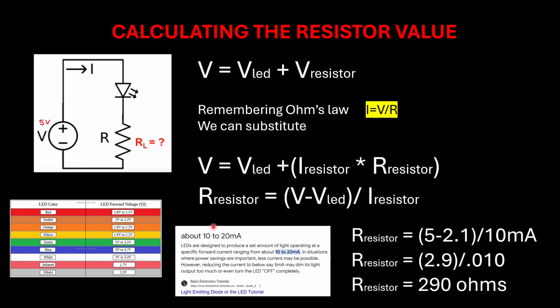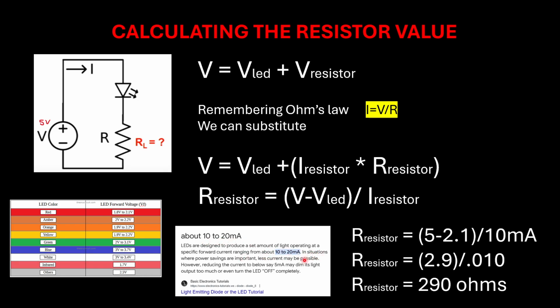Also, as part of general culture, the LEDs are designed to produce a set amount of light operating at a specific forward current, ranging from 10 to 20 milliamperes. Okay, so this means that any of these LEDs will work as long as we supply an amount of current in a range from 10 to 20 milliamperes.